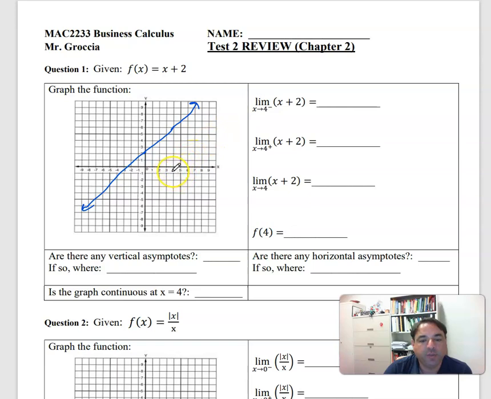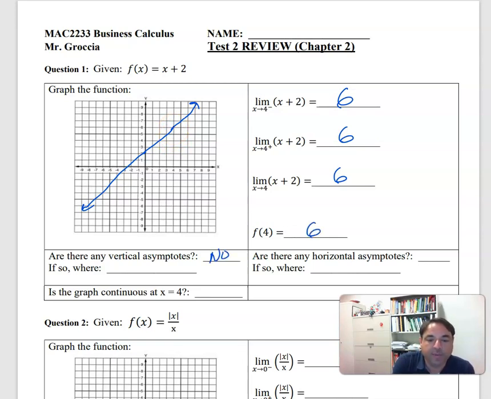So here's 4. As we come from the left, following the graph to the left, it is approaching 6. Now, x approaches 4 from the right, the y value is 6. Since from the left and the right are both 6, then the limit as x approaches 4 is 6. And if you actually put 4 into the function, 4 plus 2 is 6.